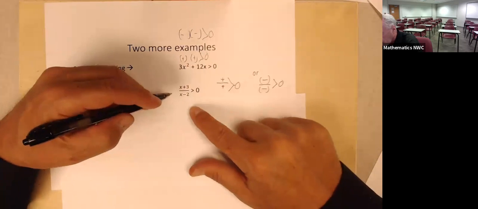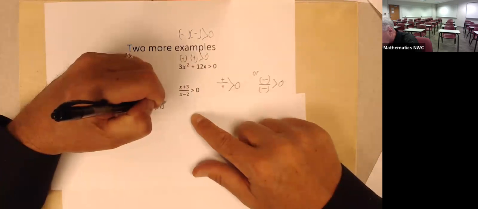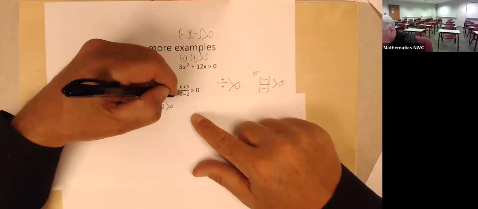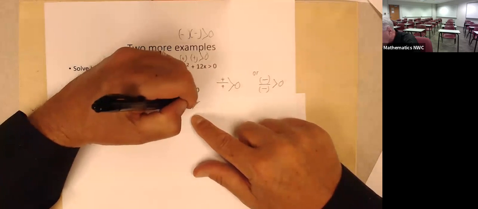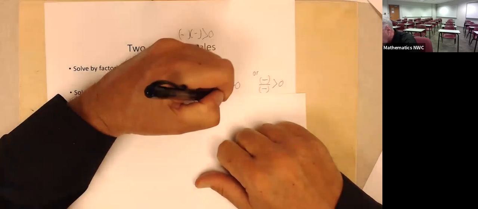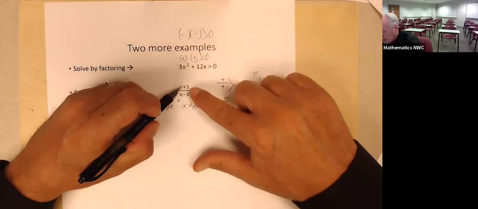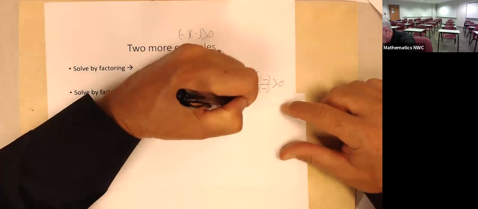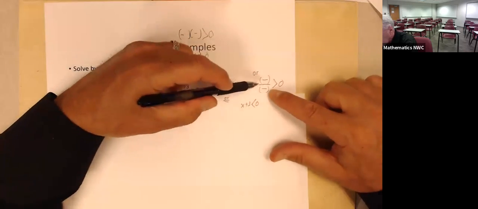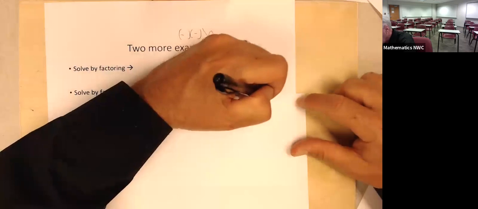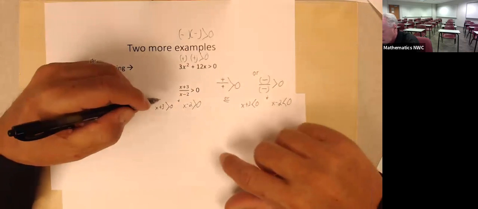Let's first make both of them positive. So I take the x plus 3, to make it positive means bigger than 0. And at the same time, x minus 2 positive means greater than 0. Or they could both be negative. So I take the numerator, to make it negative means I make it less than 0. And the denominator has to be negative. So I take the x minus 2 and make it less than 0.